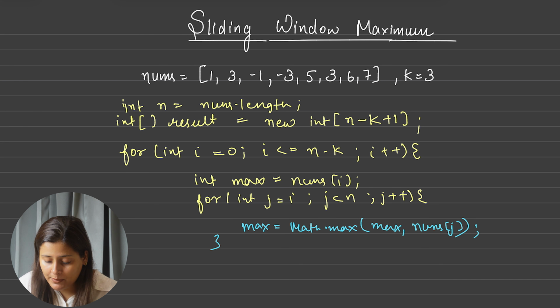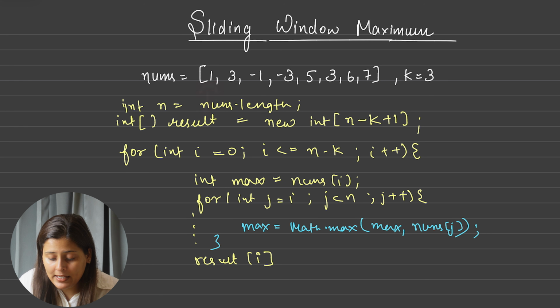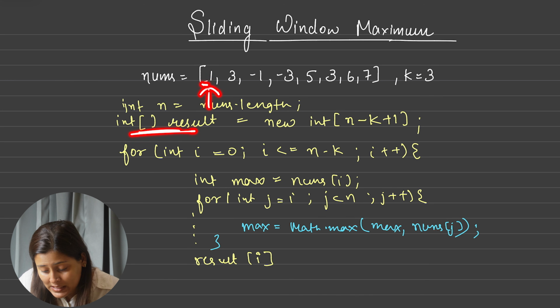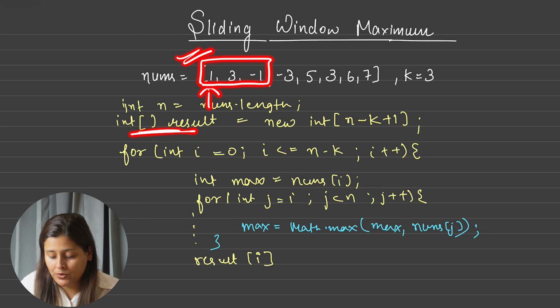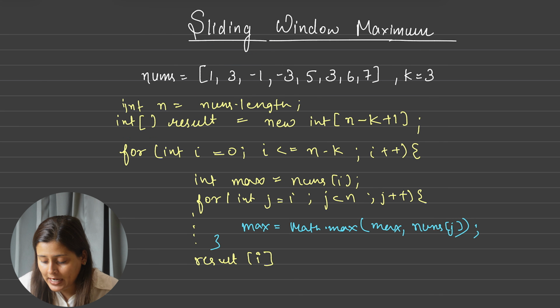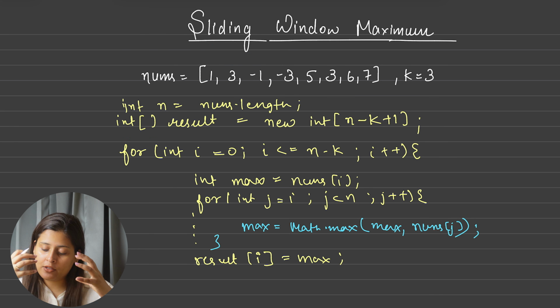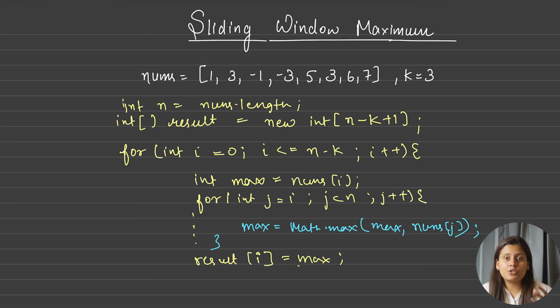Whatever is maximum after coming out of the first loop, I can say in my resultant array at that index, what index, I or j? Of course I, because I am actually calculating. I want to put at 0 index in the resultant array the maximum value which I have found in the k size window, correct? So I will put resultant of I equal to max, the max variable which is holding the maximum value in the first k size window. So now in our resultant array I can put the maximum value 3.